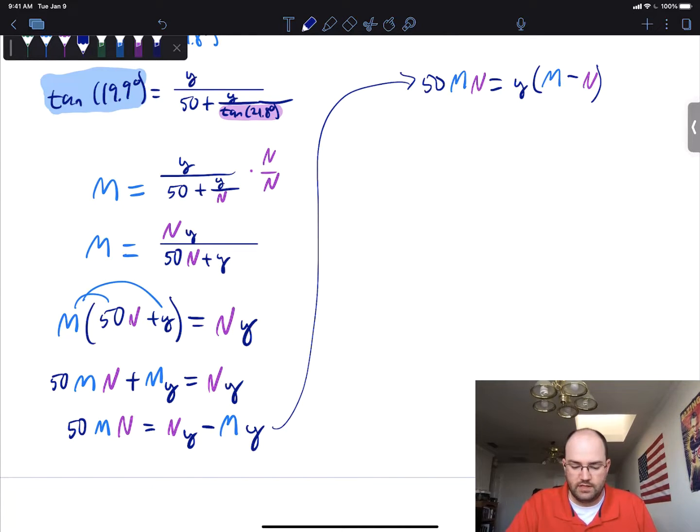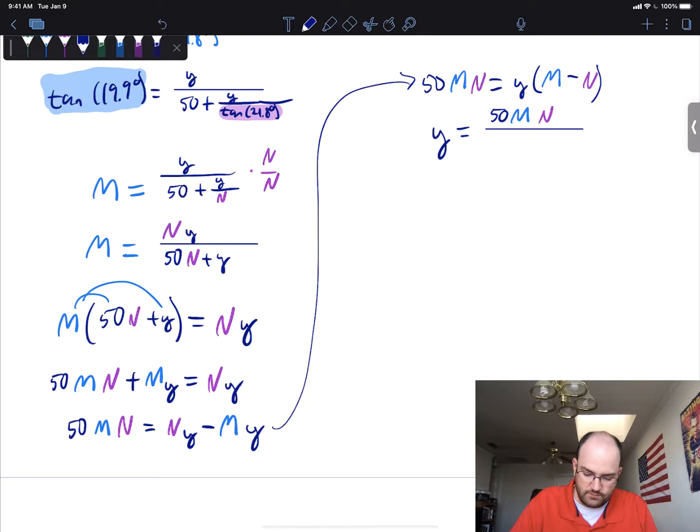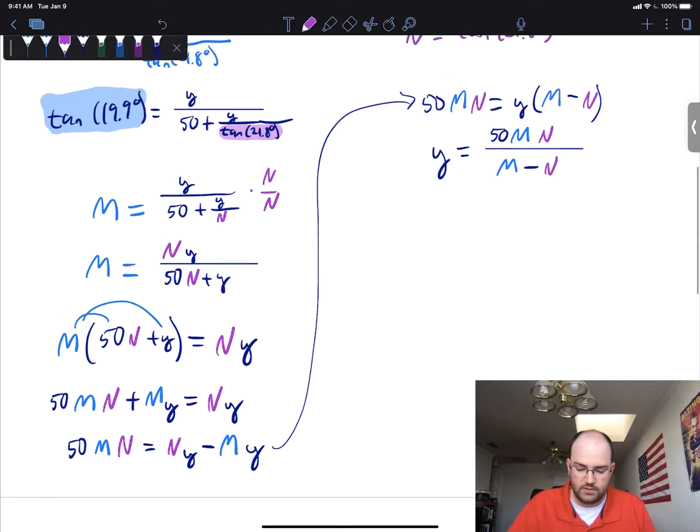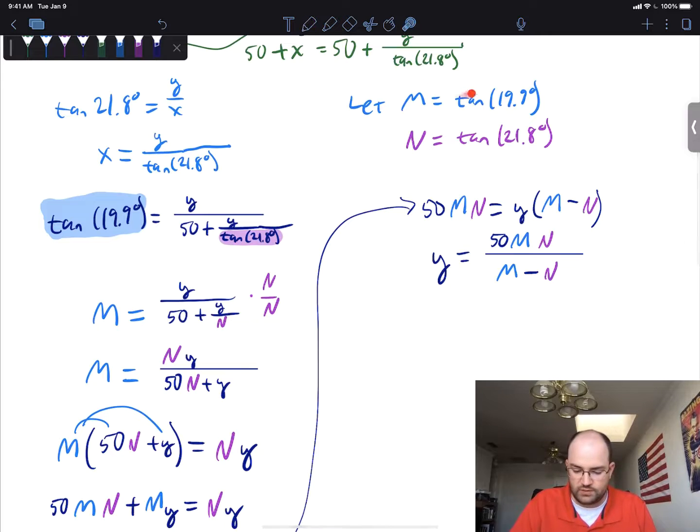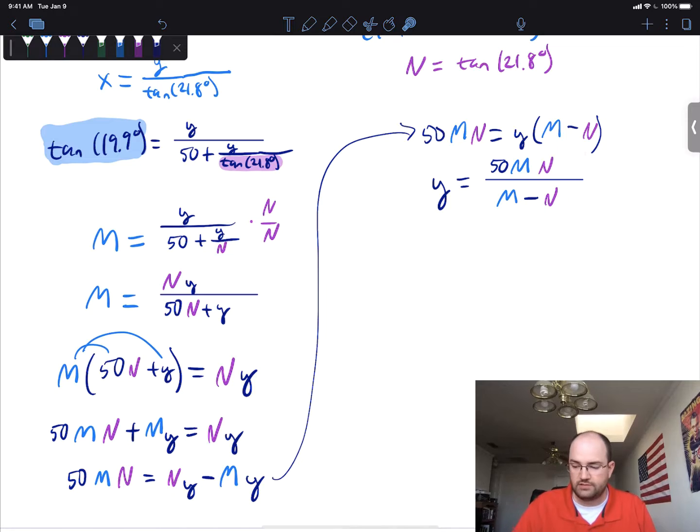Good. And now this is just a number, this is just a number, so a number times y equals another number, so to get the y by itself, divide by that right there. So y is just 50MN over the M minus N. And there you go. And then to get the actual value, just replace M with tangent of 19.9 degrees, N with tangent of 21.8 degrees.